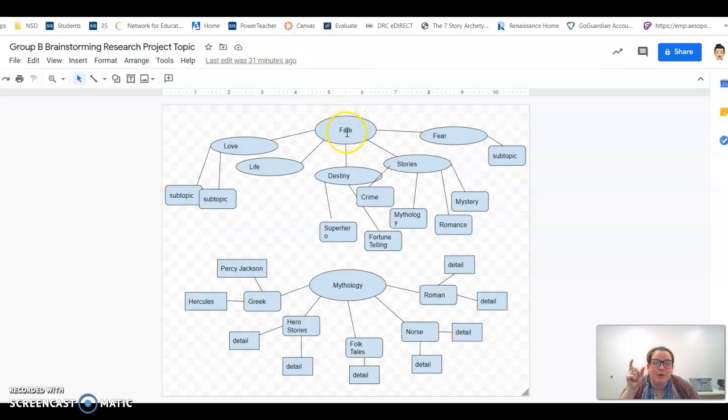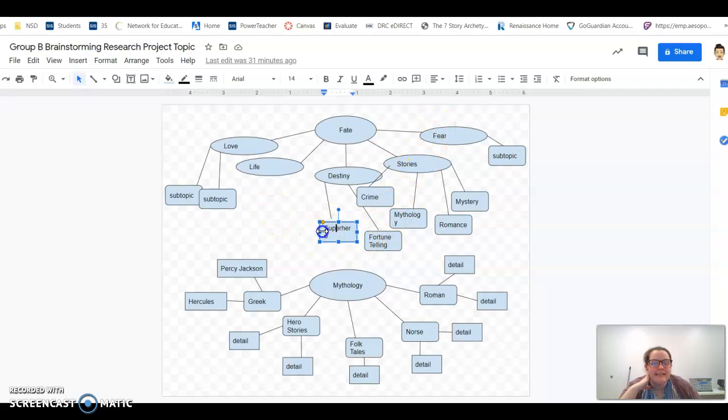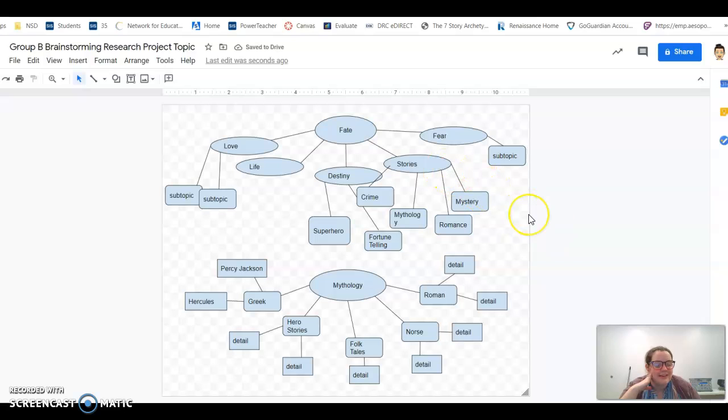All right, so I was working on an example because I'm going to be writing an essay with you guys, and my topic that I chose for the year is fate. Okay, so I've got fate here, and then I brainstormed with a class about what are some of those subtopics with fate. So we have love, life, destiny, stories, and fear. Okay, so I've been looking at some of those. I picked a couple that I really liked and I thought I could maybe look at further. You don't necessarily have to go very far with all of these.